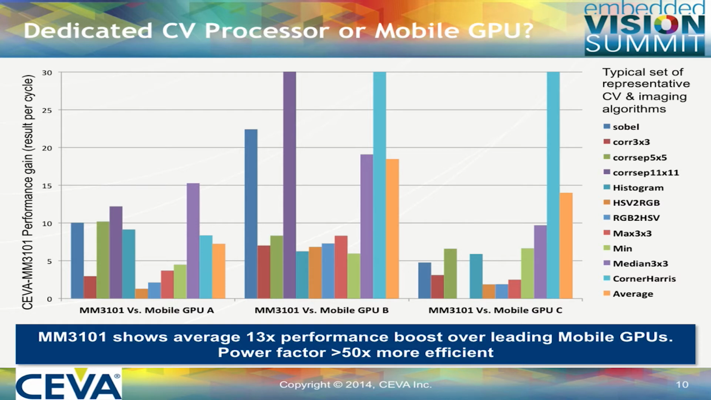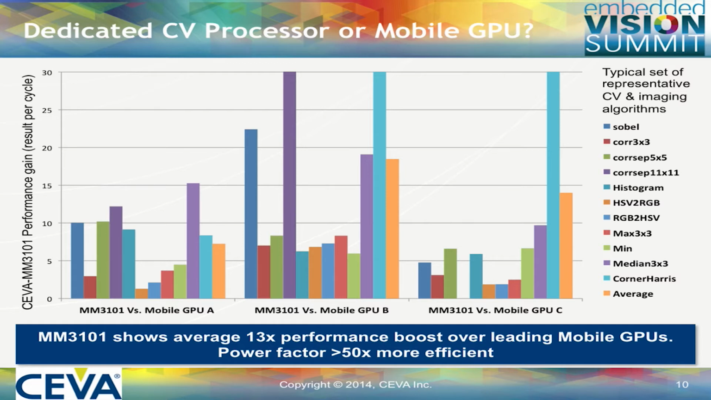You can see that the DSP gives 10 times the results in the same timeline as the GPU. You can see that in GPU B, it performs 20 times faster than the GPU. So on average, we see an improvement factor of 13.